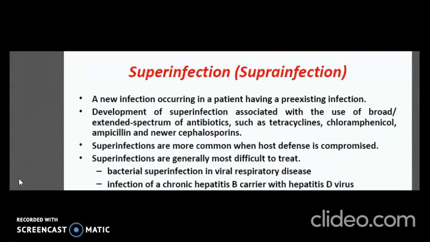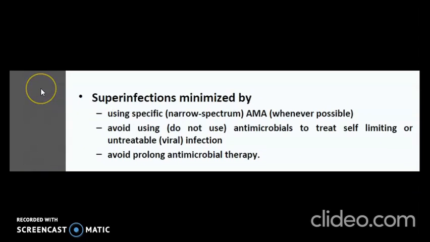So the next one is superinfection. It is an infection occurring in a patient having a pre-existing infection. Development of superinfection is associated with the use of broad or extended spectrum antibiotics such as tetracyclines, chloramphenicol, ampicillin, and newer cephalosporins. Superinfections are more common when host defense is compromised, and are generally most difficult to treat. For example, bacterial superinfection in viral respiratory disease, or infection of a chronic hepatitis B carrier with hepatitis D virus. Superinfections can be minimized by using narrow spectrum antimicrobial agents whenever possible and avoiding antimicrobials to treat self-limiting or untreatable infection. Also avoid prolonged antimicrobial therapy.